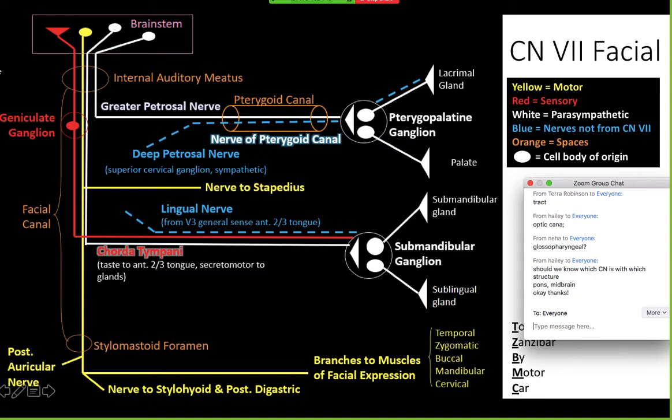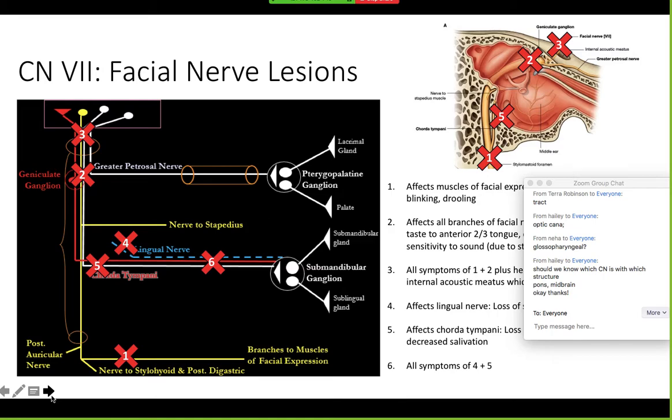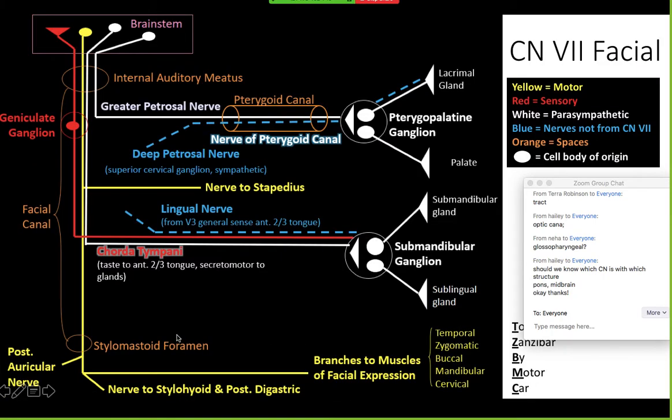Okay, so cranial nerve 7. So 2 slides. If you know everything on these 2 slides, you'll be more than fine for this lecture. Okay, so let's just kind of walk through this. Each fiber type she has labeled in a different color.